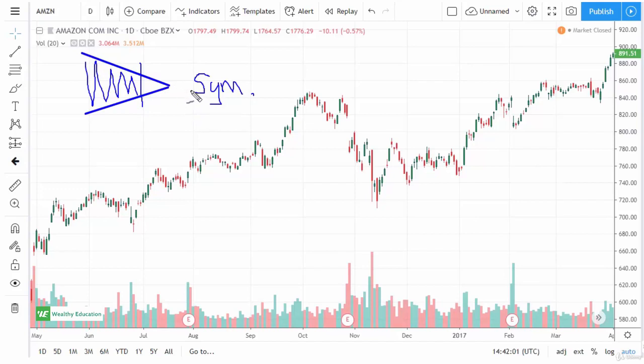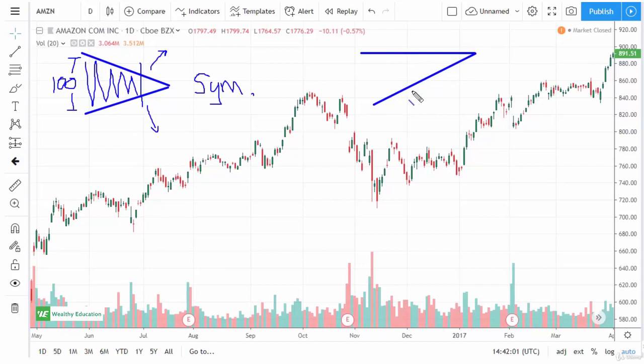The nice thing about triangles, and this is going to be true with all of them, doesn't matter which flavor, 100 is, let's say, how many points or ticks or pips or whatever that this triangle makes. Once you break out of this in either direction, you measure 100 points from that trend line break for your target. There are also 2 other types of triangles that are quite common.